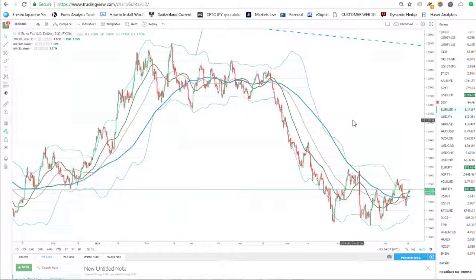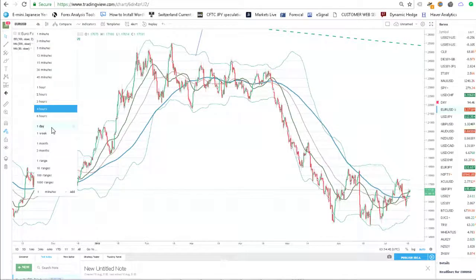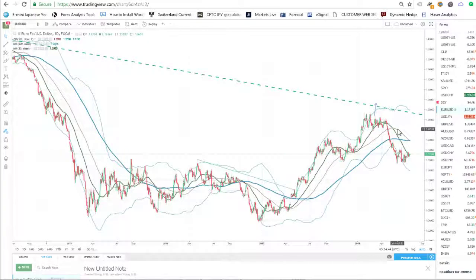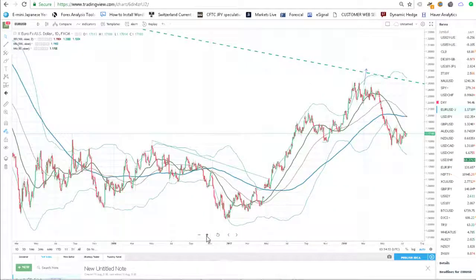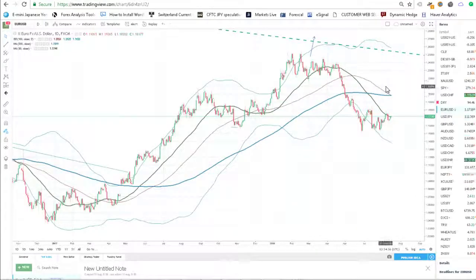We'll first of all look at the euro dollar and we'll start with the daily time frame. Now if you look at the daily time frame, you can see how this green line, which is the 50 moving average on the daily time frame, is coming in at 1.1730. Now that's the level that's been exerting all the force on the euro dollar pair, and this is the first major test of this line after falling off the 1.2250 level.